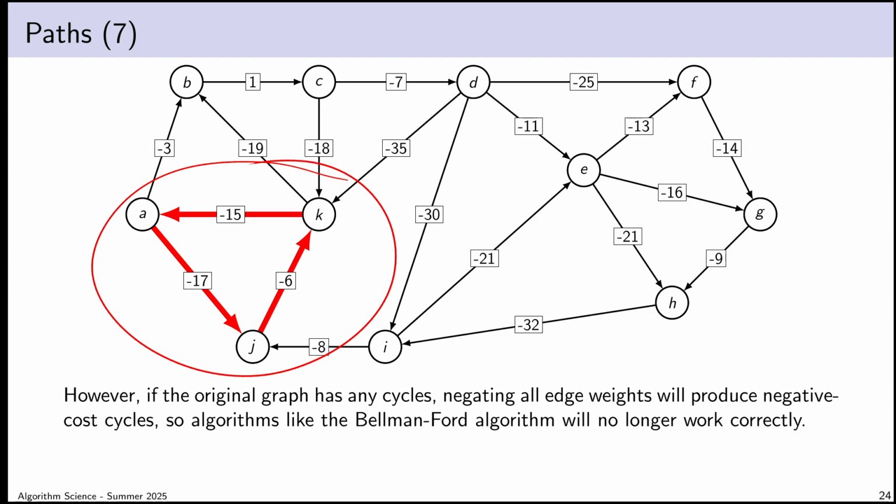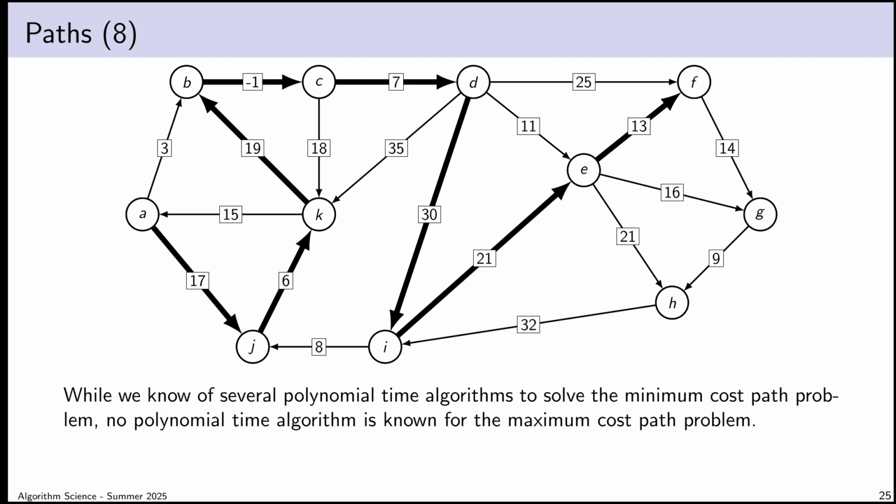Now that by itself doesn't mean the problem is intractable. It doesn't mean the problem can't be solved. It just means that if we want to solve the maximum cost path problem, we're going to have to develop some other algorithm. And unfortunately, bad news, it turns out that nobody has been able to find a polynomial time algorithm for the maximum cost path problem, even though we know of several polynomial time algorithms for the minimum cost path problem.